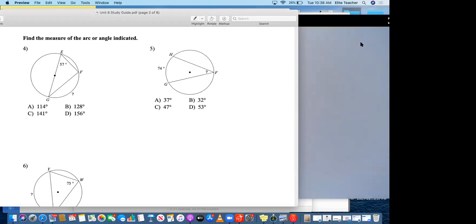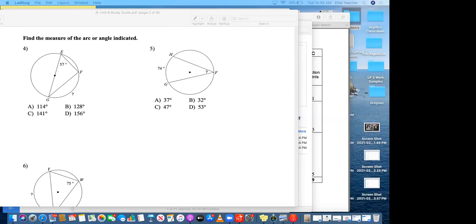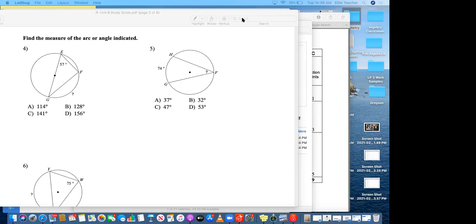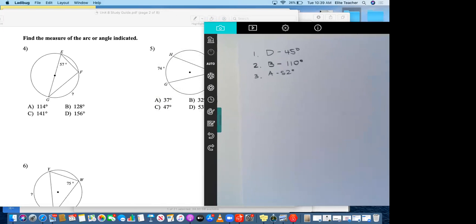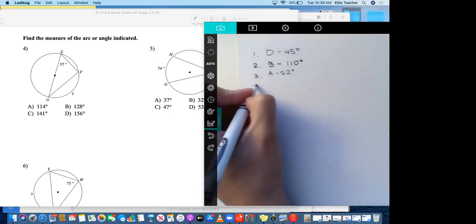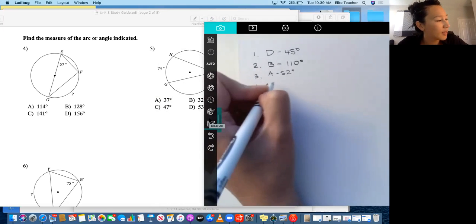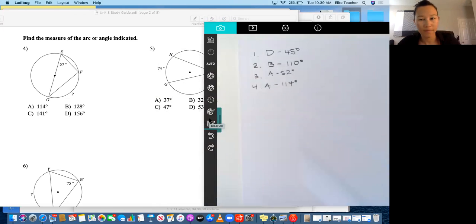So the number 4 will be A, 114. Sorry, let me get my other screen back. There we go. Yep, so we multiply 57 times 2, and that is 114. Good, Jaden.